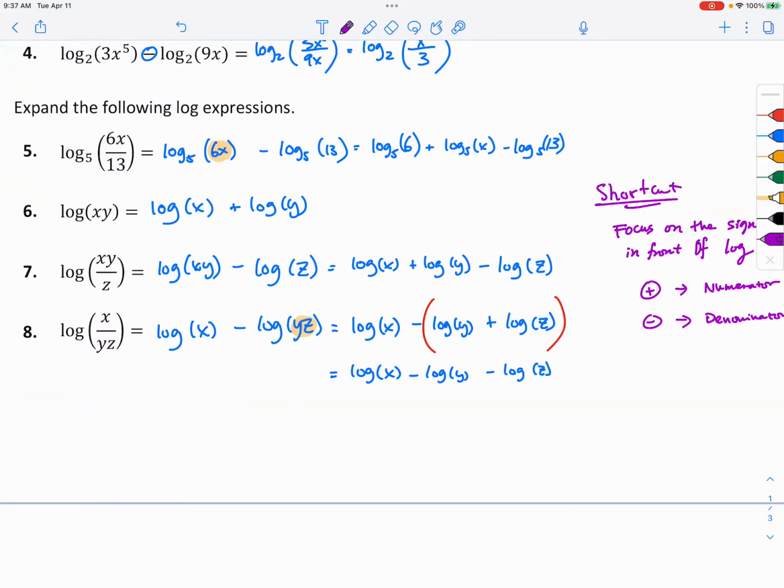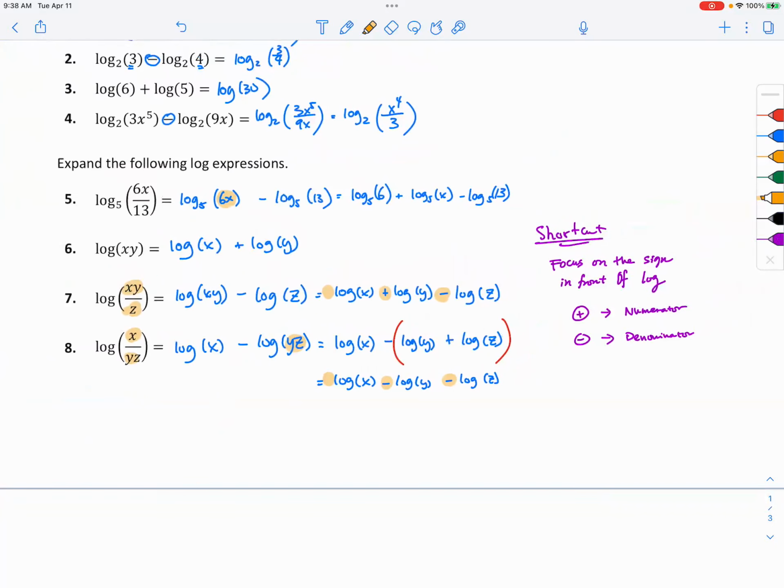So let's go ahead and take a look at the last two examples that we just did. In front of log x and log y is a plus, and in front of log z is a minus. So that's why x and y are both in the numerator and z is in the denominator. Or look at number 8, it's a plus for log x. Log y and log z, they're both minuses, so therefore y and z are both in the denominator and x is in the numerator. So that makes combining and also separating these log expressions a lot easier, a lot more clear, and actually it makes you less error prone if you understand the reason behind this shortcut.